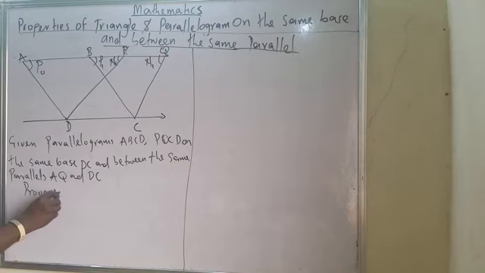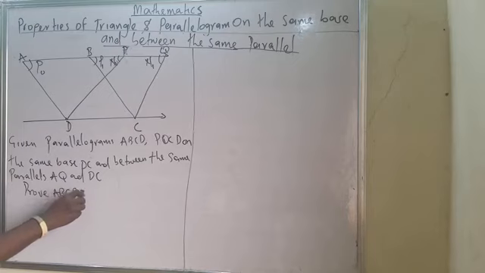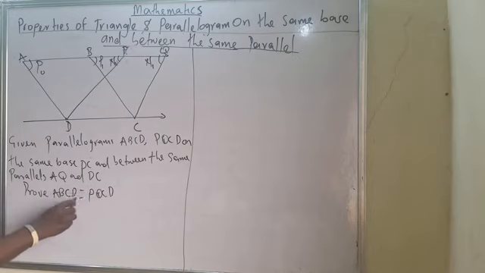A, B, C, D equals P, Q, C, D. Now, if I have something like this to work on, I want to prove it. Proof. Let's turn this into a proof.